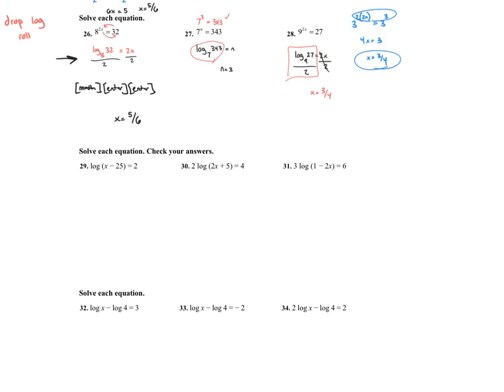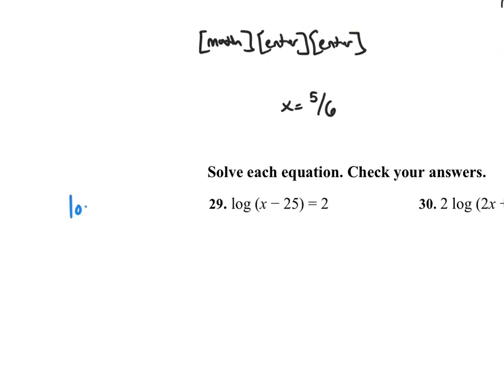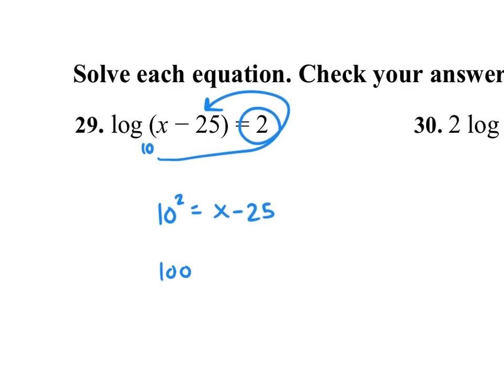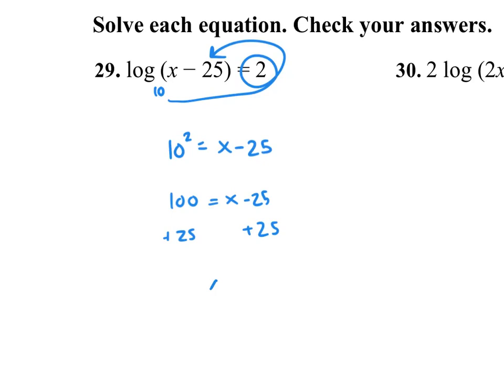So let's solve the equations where x is trapped inside the logarithm. And this is where we're going to need loop and swoop, which is where we take our base, even if it's invisible, we raise it to the other side, and then set it equal to the end of the arrow, the swoop part. So here we'd have 100 is equal to x minus 25, and when I add 25 to both sides, we'll get that x is equal to 125.